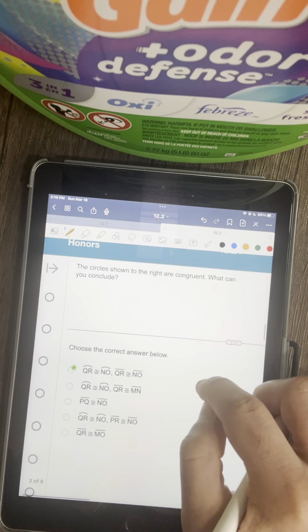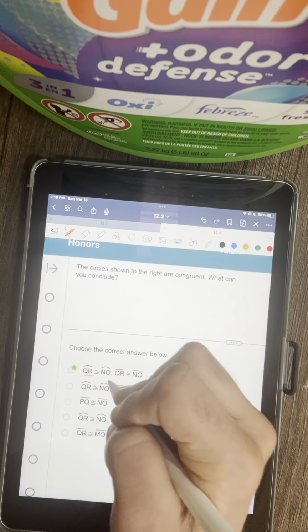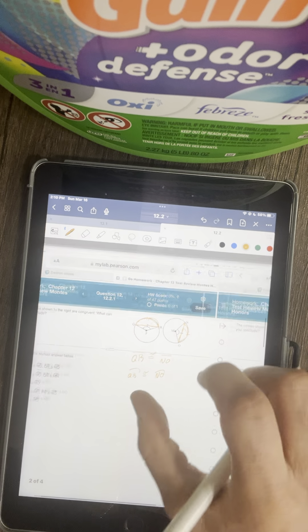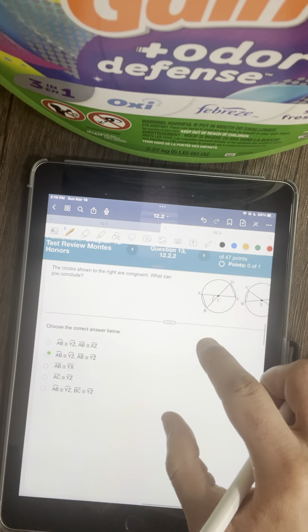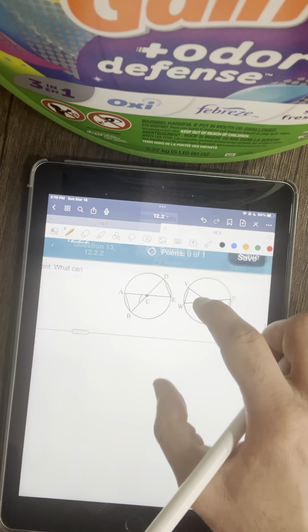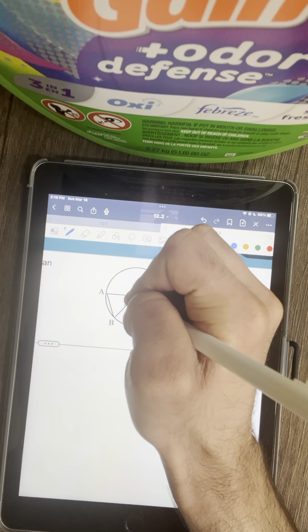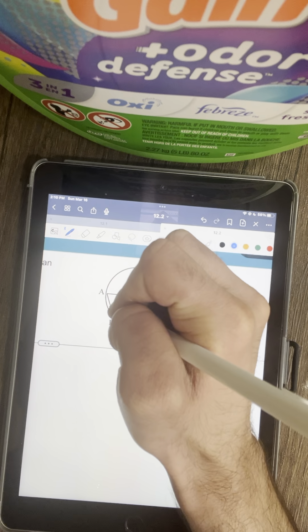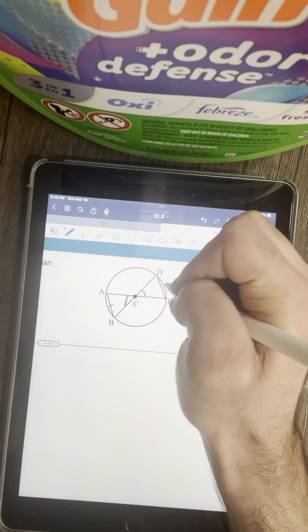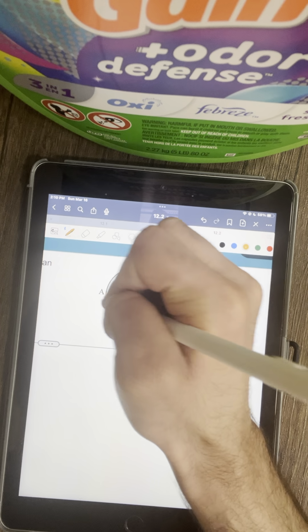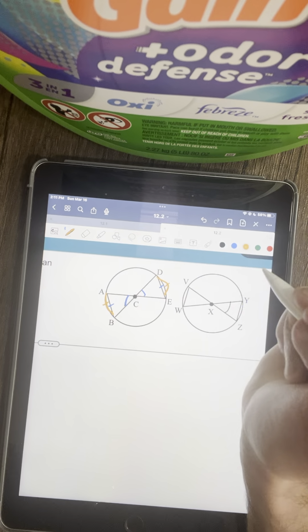So let's see if any of those match. Arc QR, NO, length, yep, so it's this one. Okay, so the circles to the right are congruent. All right, cool. So now if I know that they're congruent, that means that this angle is going to be congruent to this one, and that this chord is going to be congruent to that chord, which also means that this arc AB is going to be congruent to DE.